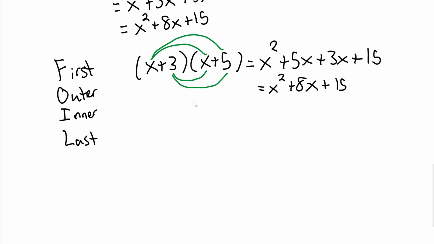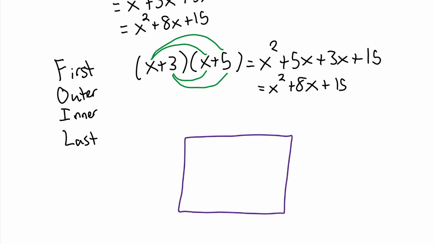I also like to visualize what's happening here. If we think about a rectangle, this informs us of exactly why this works. So if we have a rectangle where one side is x plus 3 and the other side is x plus 5, then their product would be the area of this rectangle, right? Now we can divide this rectangle into different parts.